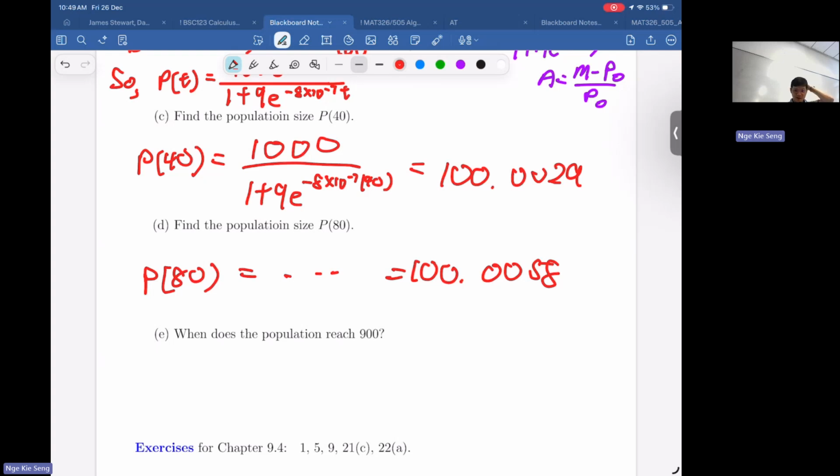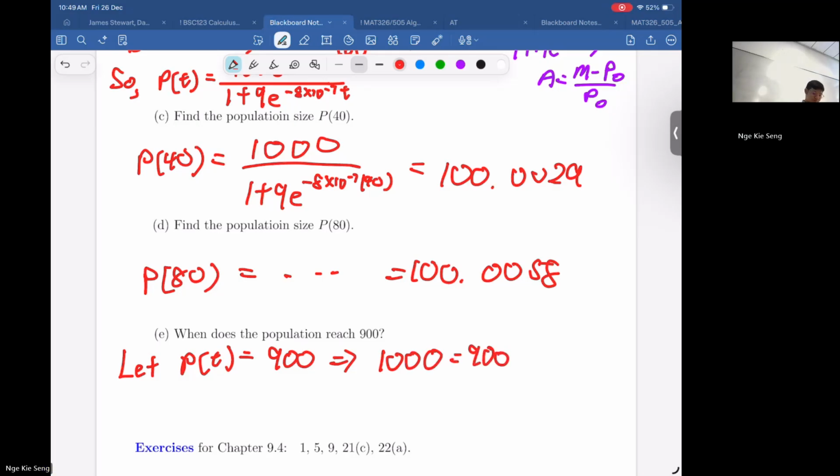When does the population reach 900? You just let pt equal 900, and then try and find out what t makes it true. Seems like I got some number that doesn't make sense.